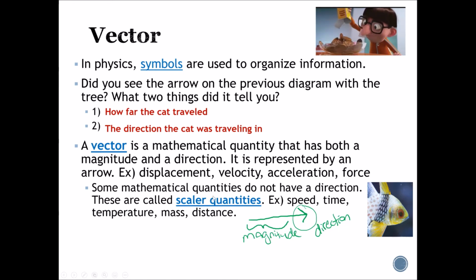Distance is considered a scalar quantity. Scalar quantities do not include direction. So examples of vectors include displacement, velocity, acceleration, and force. All of these will have a direction included with the value, which is the magnitude of the number. Scalar quantities, for example, are speed, time, temperature, mass, and distance.